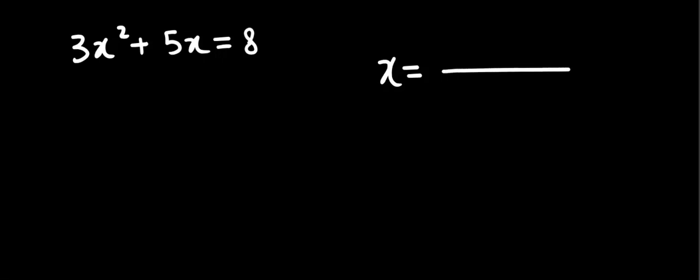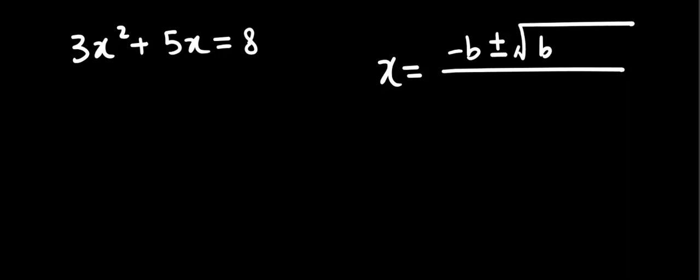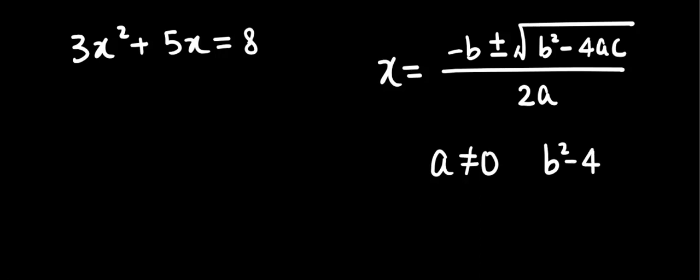So x is negative b, add and subtract, square root of b squared minus 4ac, over 2a. It looks really long, but guess what? It will be on your formula sheet when you take a test. And important, a is not 0. It's also important that b squared minus 4ac must be greater than or equal to 0.